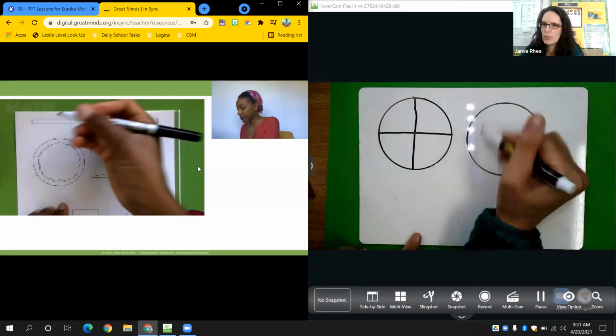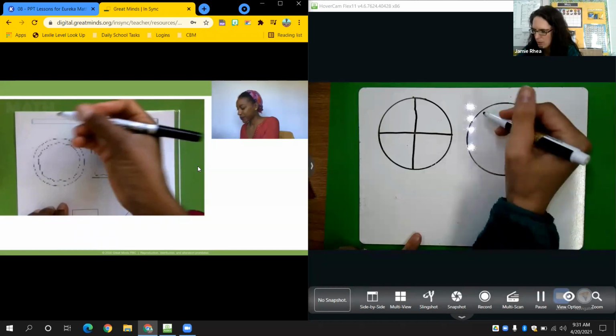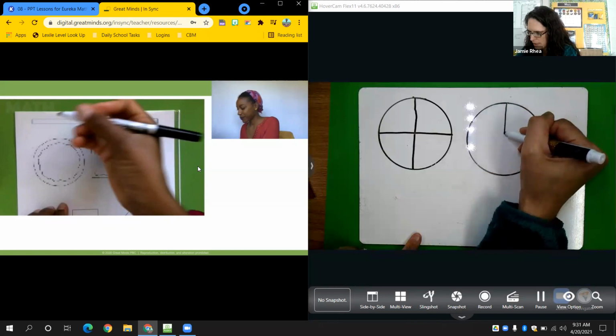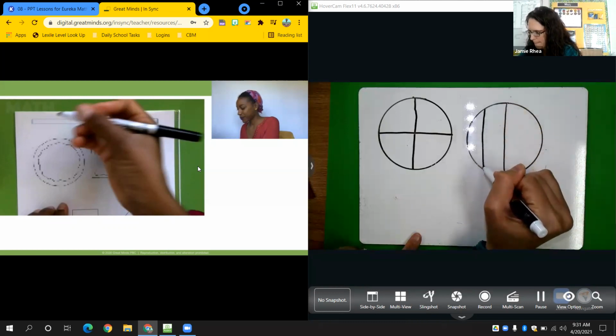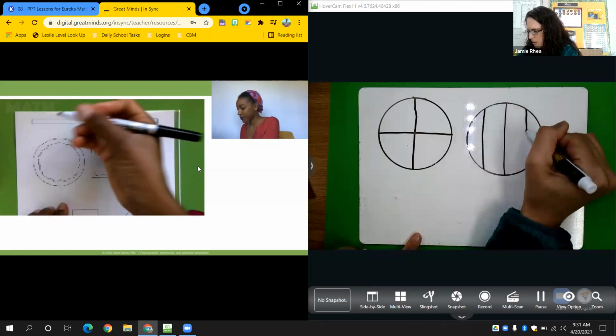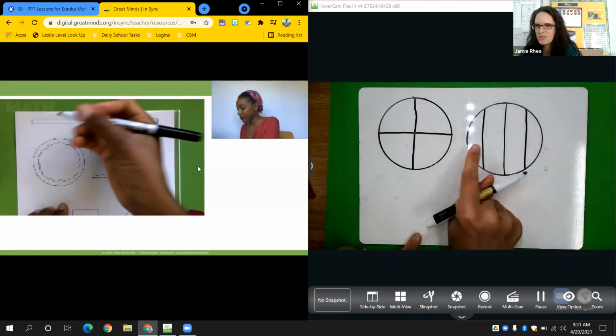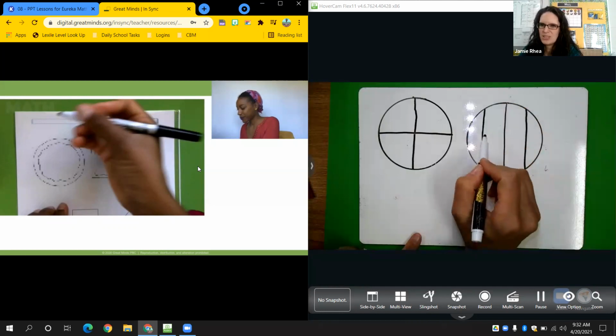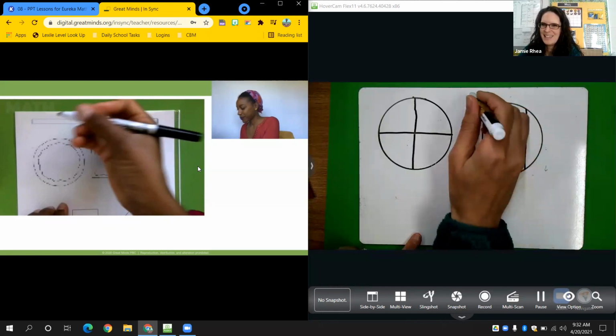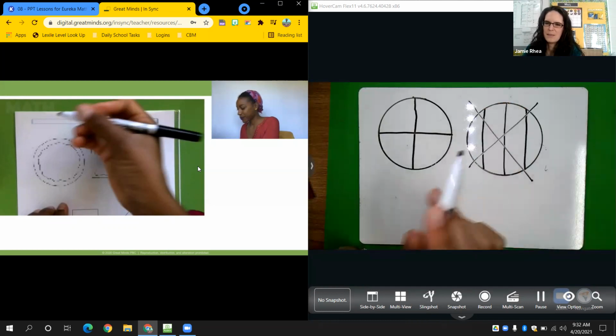Now on the rectangle, we went straight down the lines. Can we do that here? Let's see, I draw it in half here. I'm going to draw there and there. Are those equal parts? No, they're not. Look, this one's much smaller, so I can't do that.